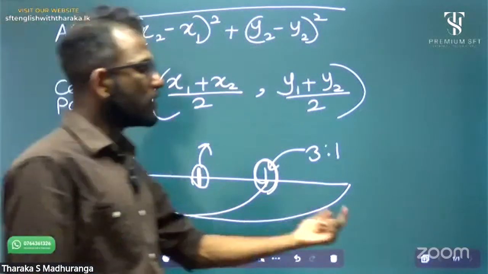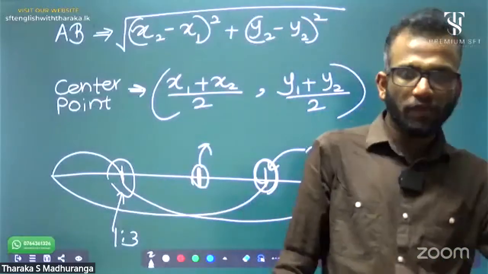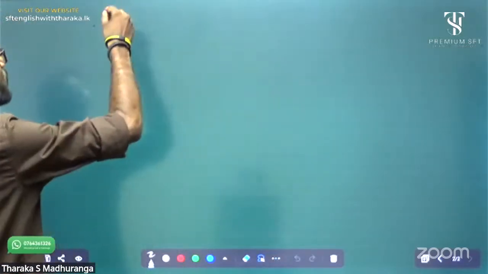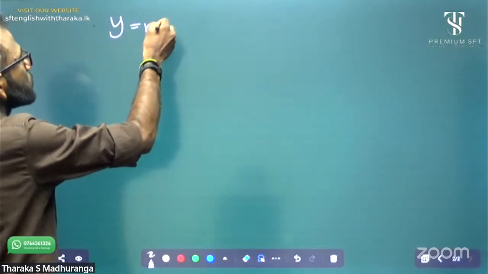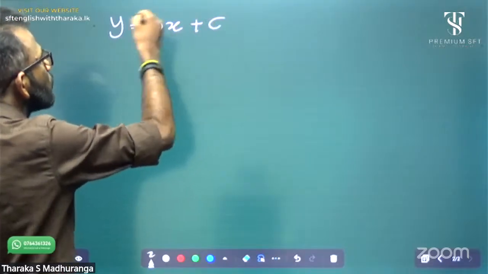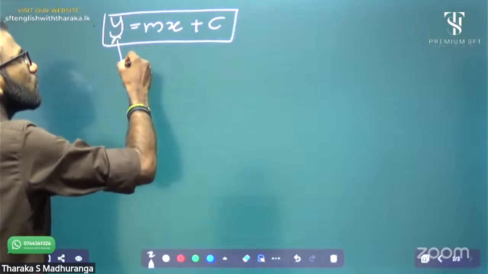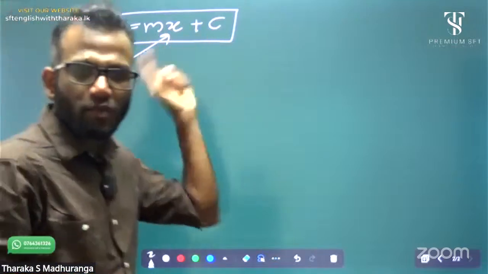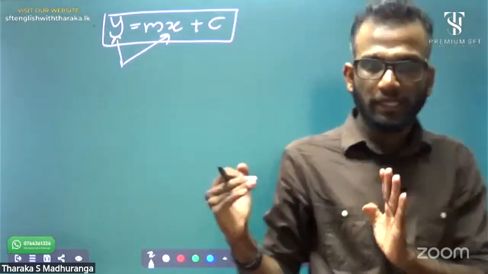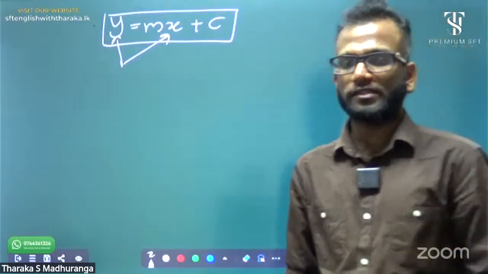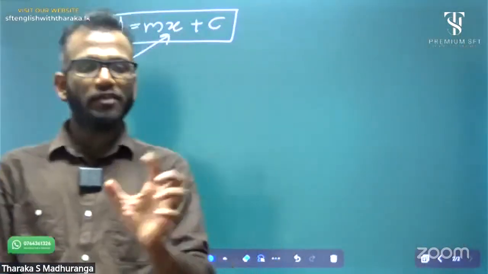Finally we discussed the equation of a straight line. What is the common equation for any straight line? It is y equals mx plus c. I told you that these y and x coordinates are always changing. That's why we call x and y the variable factors of this common equation.